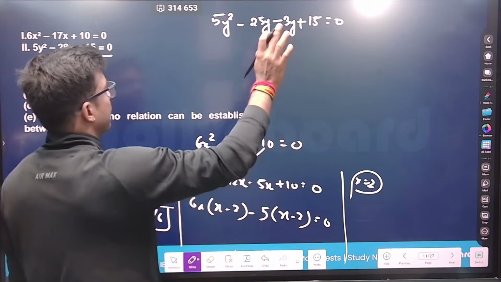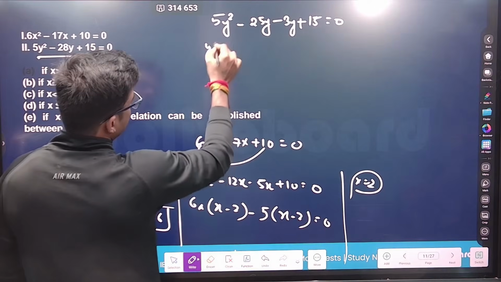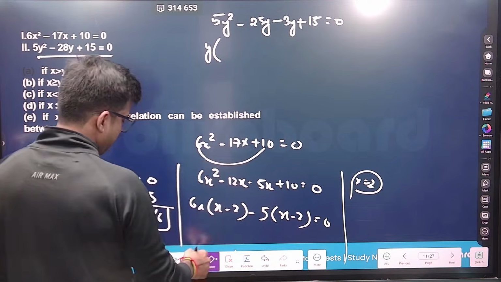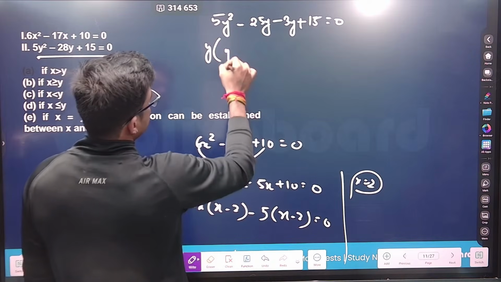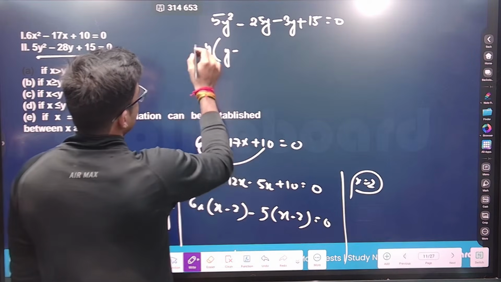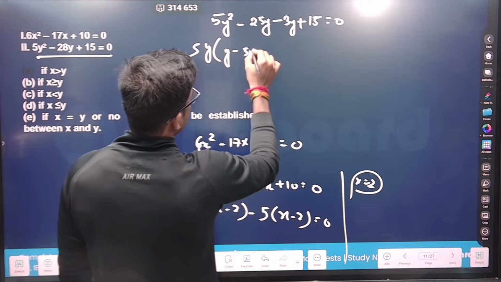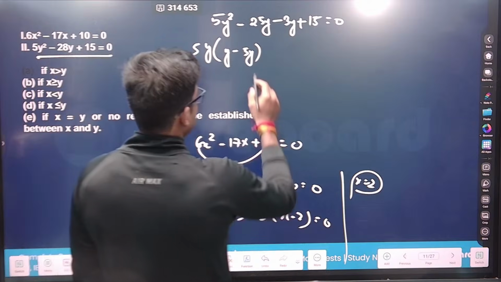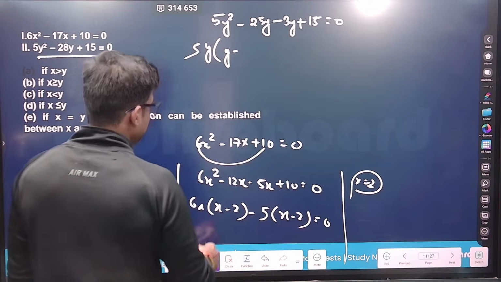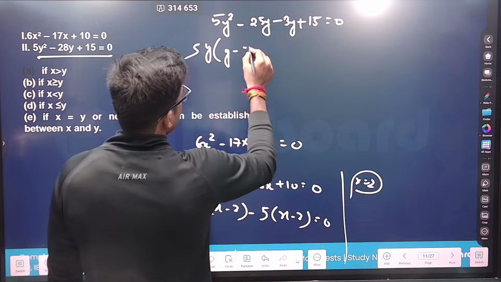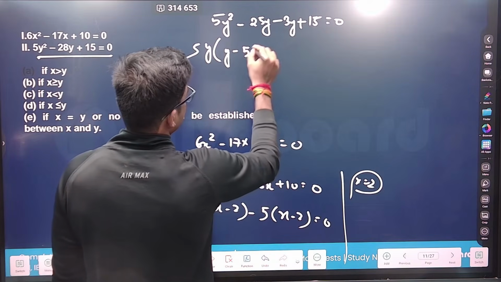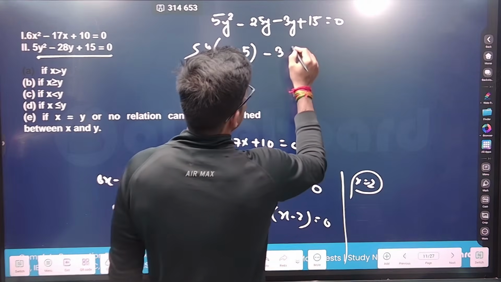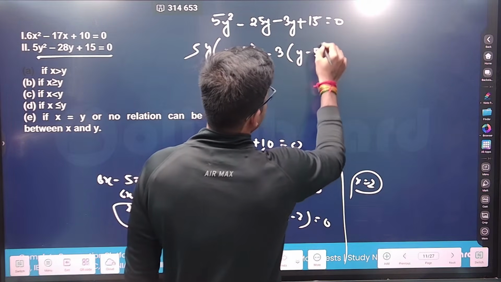Let's see how this is happening. Can I take y in common? If I take y common, this would be y minus 5, so 5y common, y minus 5. What has happened to me? It should be 5 only. Minus, can I take common anything? Yes, I can take common minus 3. So inside would again be y minus 5, correct.